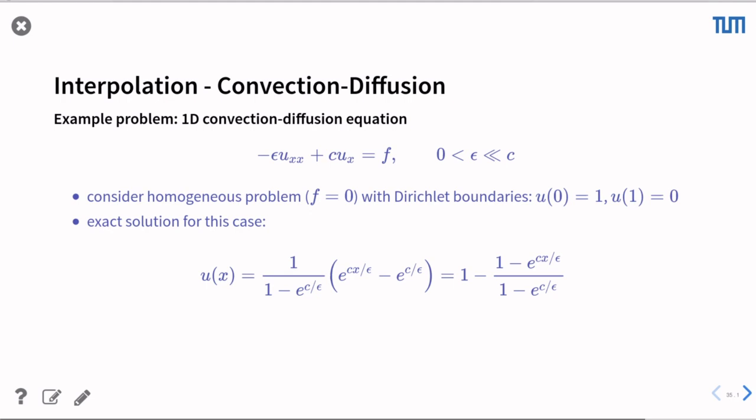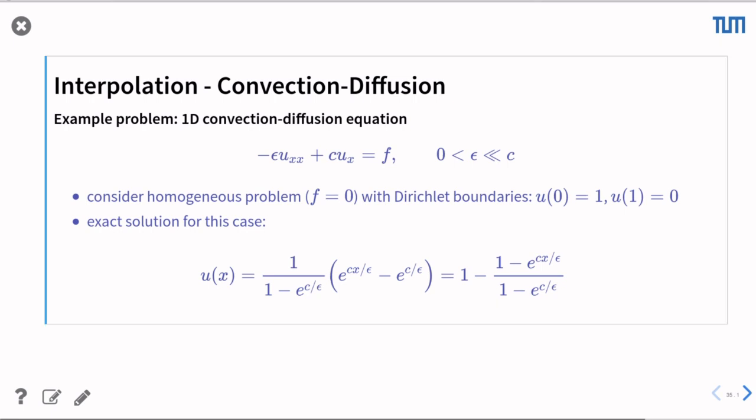So it's again just the Poisson equation, only now multiplied with some factor epsilon, which we're here going to assume is very, very small. And then we have a second term which only has a single derivative on it that we're adding with this, which is also multiplied with some constant, which here is going to be c. And then we have our right-hand side vector f again, only in this case we're just going to assume that we have the homogeneous problem, so we're going to assume that the right-hand side f is equal to 0.